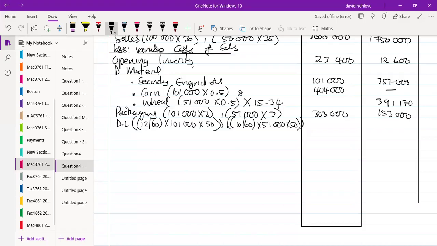So 12 divided by 60, we get the number of hours required to produce one, multiplied by 101,000 units produced, multiplied by the cost per hour, we get 1,010,000. 10 divided by 60, we get the cost per hour, by 51,000, by 50, we are going to get 425,000. The figure that we got, that's direct labor.